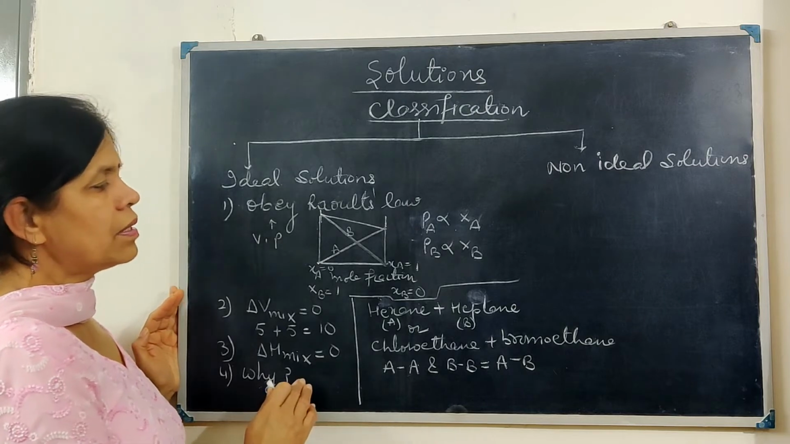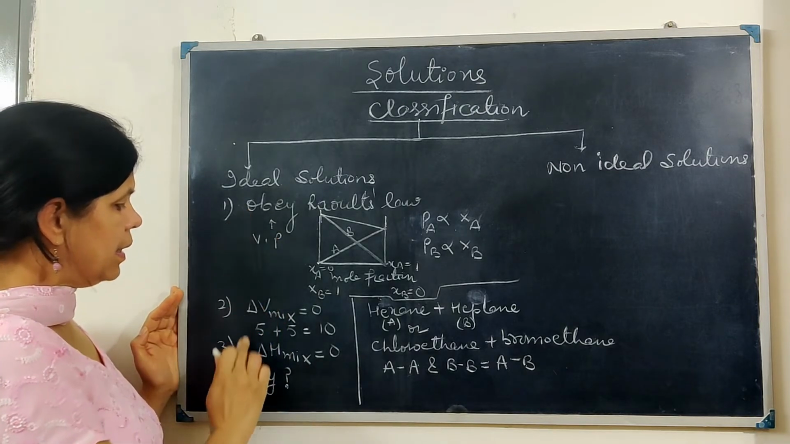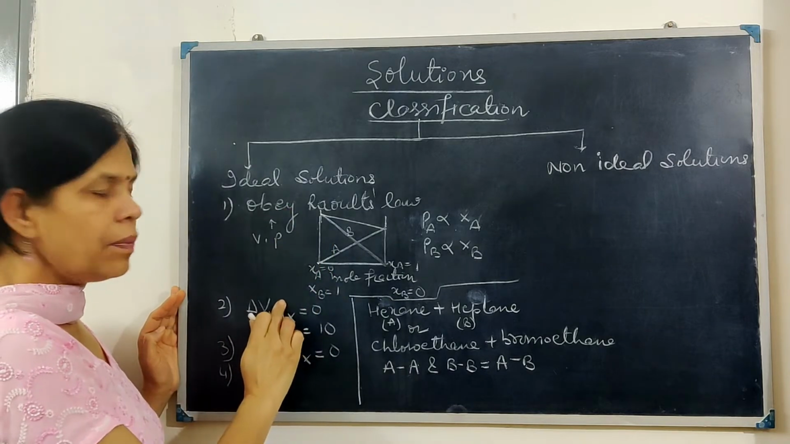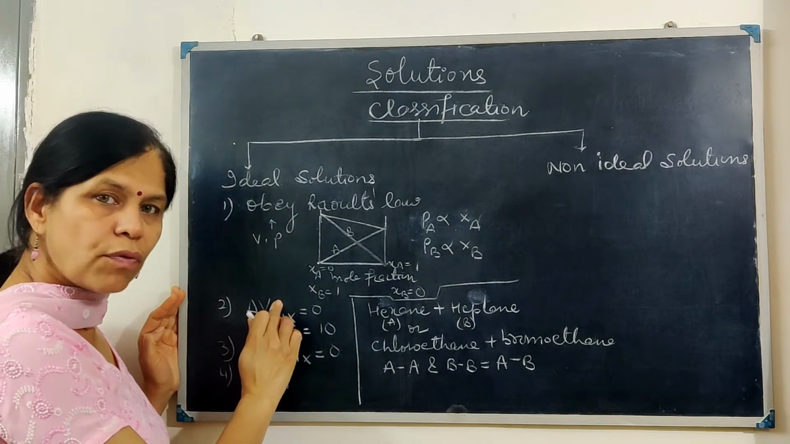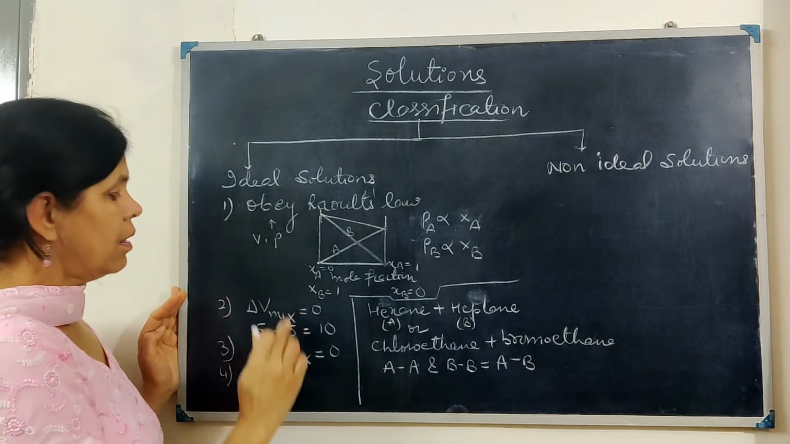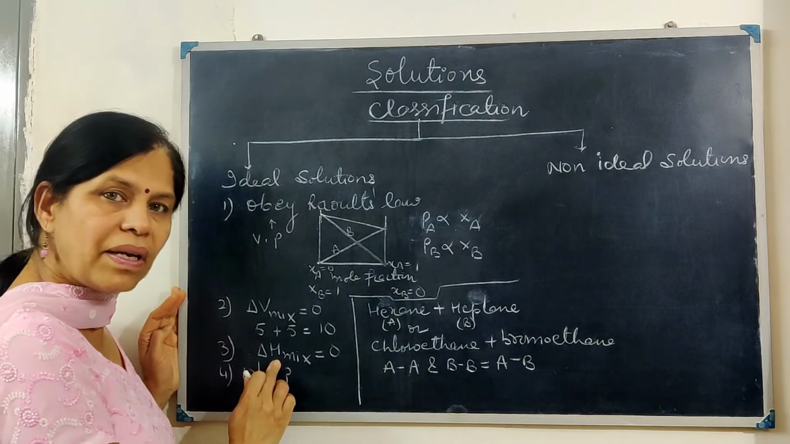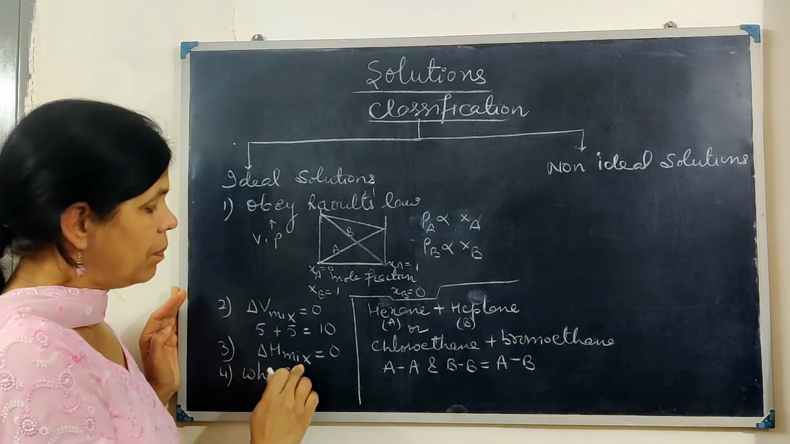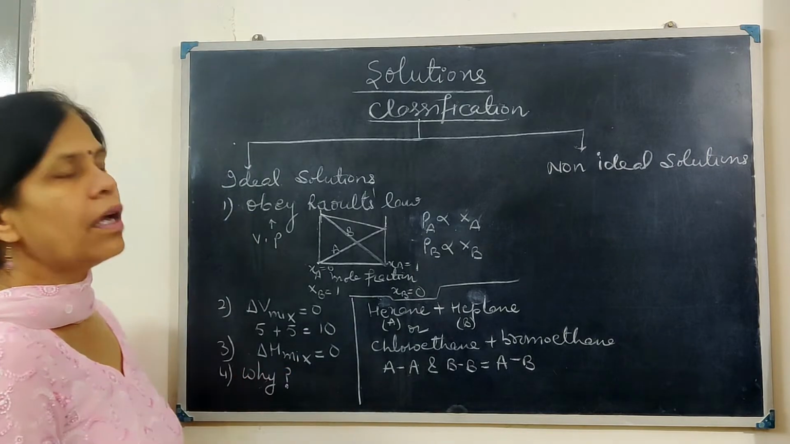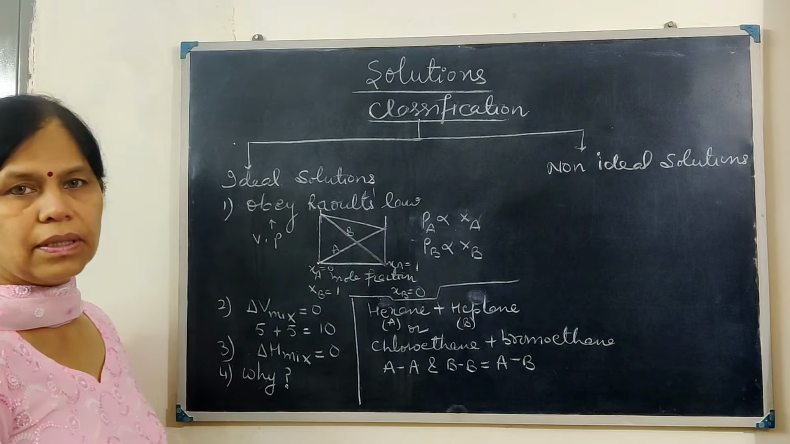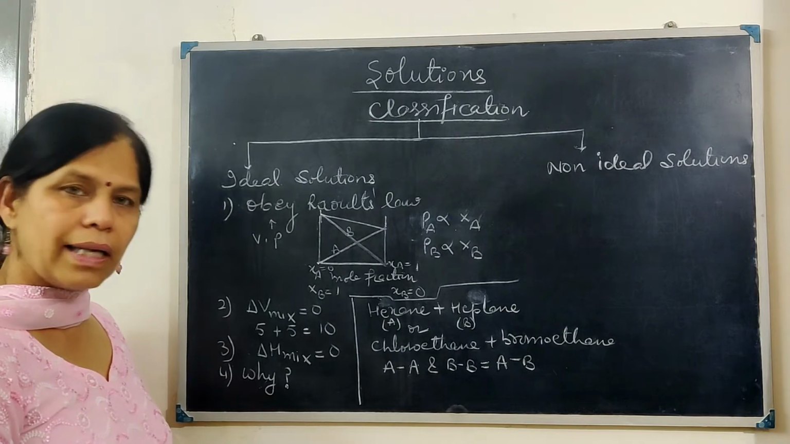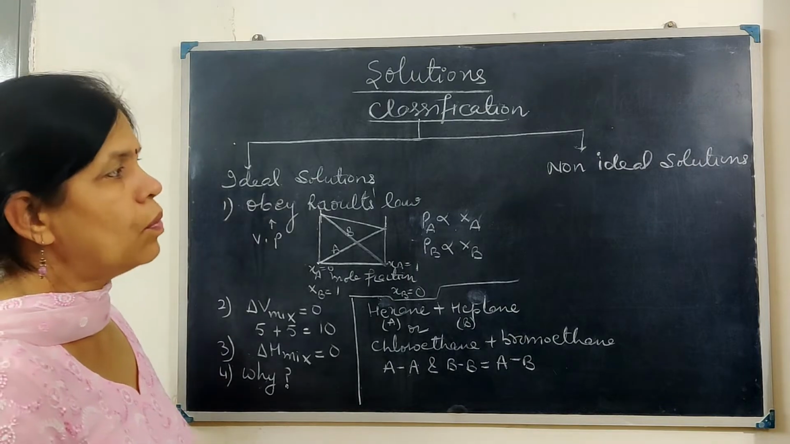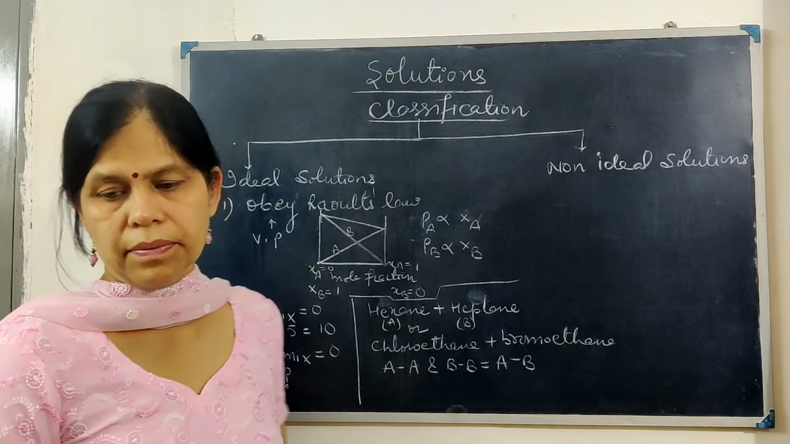Such solutions which follow these three conditions, that is, they obey Raoult's law, delta V mixing is zero, meaning there is no change in their volume even after mixing, and there is no change in their enthalpy, neither is heat absorbed nor evolved after mixing, are called ideal solutions. I think you are clear about ideal solutions. Let's talk about non-ideal solutions.